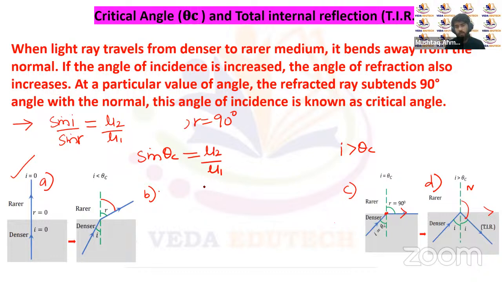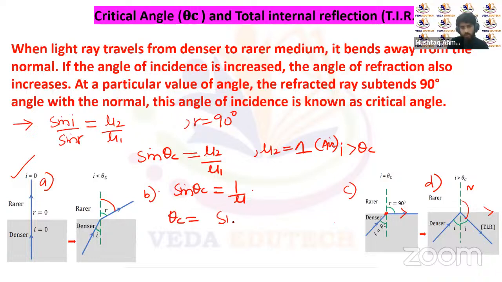Now, if the second medium is air, that is, if mu2 is equal to 1, then the critical angle satisfies sine of theta c equals 1 upon mu, where mu is the refractive index of the denser medium only. From here, we can calculate the critical angle as sine inverse of 1 upon mu. So this angle we call the critical angle.